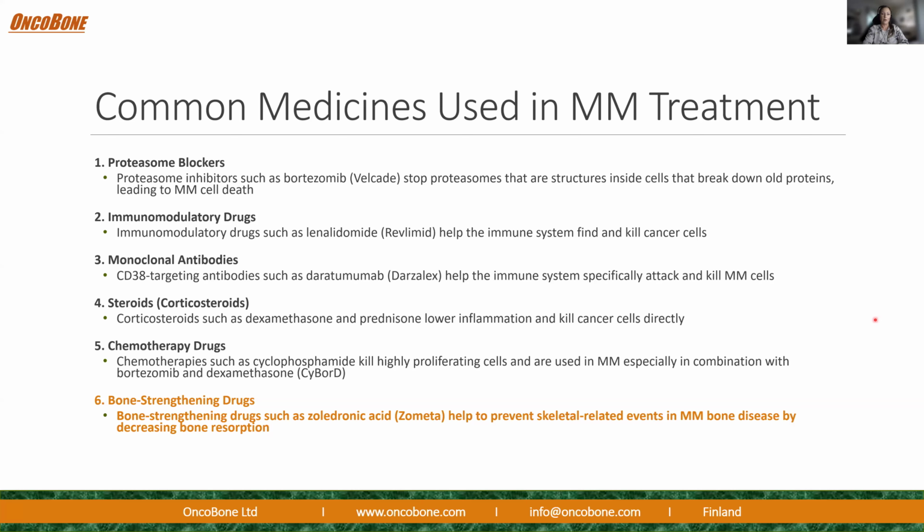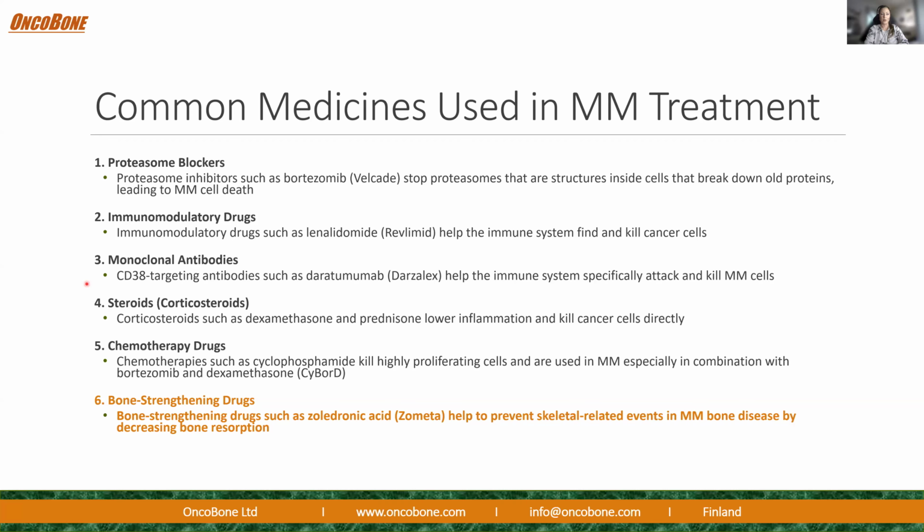Other agents that are given are for example, different immunomodulatory drugs. Maybe lenalidomide is the most commonly known, and this is one of the drugs that helps immune cells to find cancers. A couple of years ago, I believe it was in 2015, when CD38 targeting drugs were approved by the FDA. So this is one of the newer class of drugs that we have currently available for these patients. And the first drug that was approved is called daratumumab. So this is a drug class that helps the immune cells system specifically to attack and kill multiple myeloma cells.